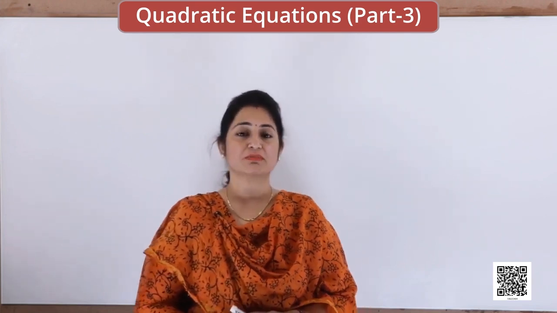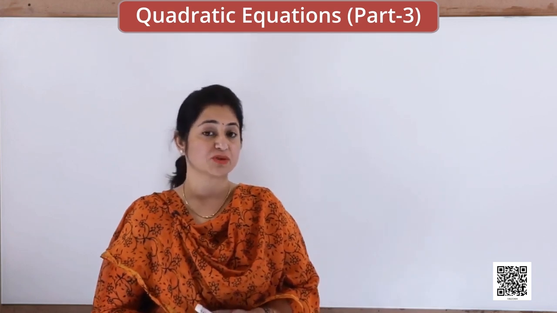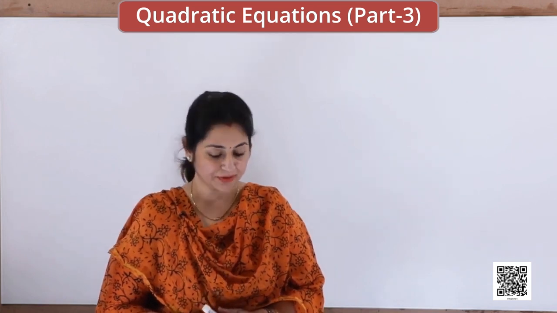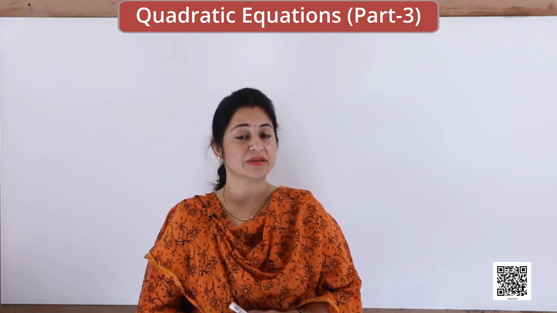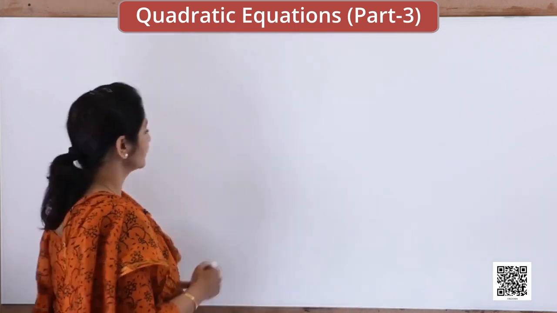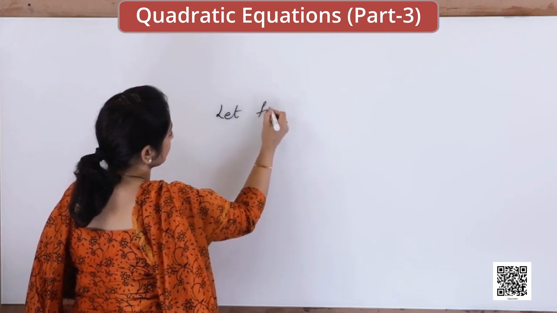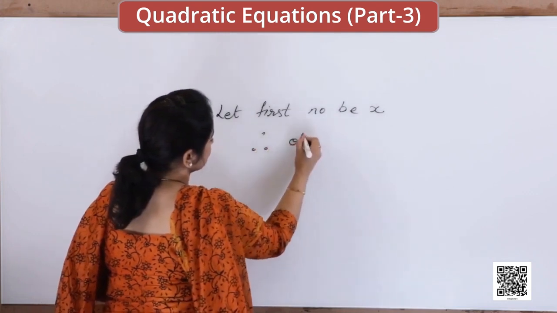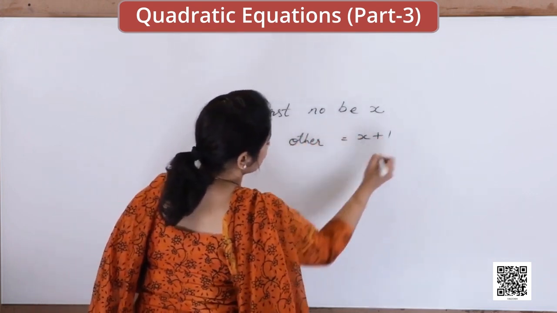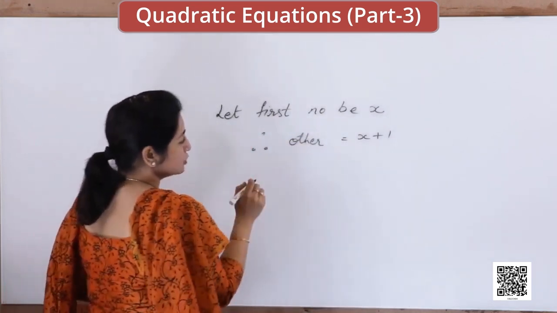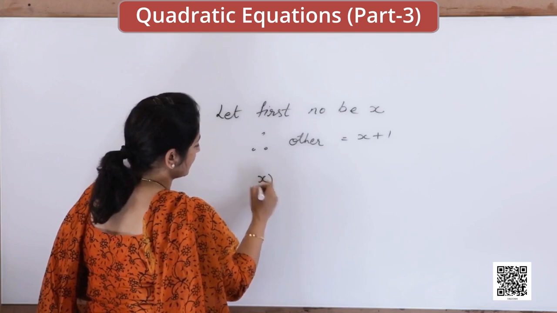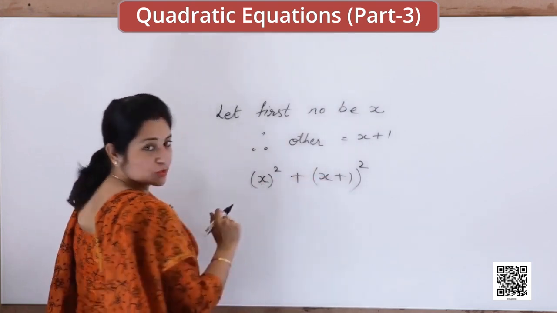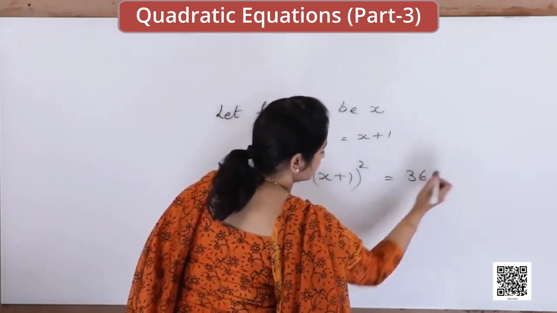Now if we suppose the first number to be x, then the second number will be x plus 1, because we need consecutive numbers, x and then its successor, that is x plus 1. Now sum of whose squares is 365. So let's square them. Let first number be x, therefore other equals x plus 1, because we need consecutive numbers. Now the sum of their squares, so squaring them we get x square plus (x plus 1) whole square. So sum of their squares is equal to 365. So this is our equation.